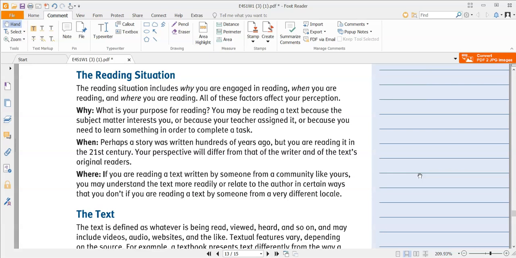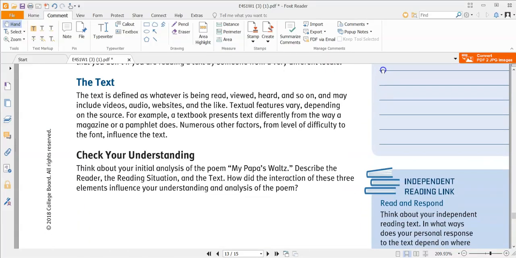And then where? If you are reading a text written by someone from a community like yours, you may understand the text more readily or relate to the author in certain ways that you don't if you are reading a text by someone from a very different locale. So those are things that make up the reading situation. So when you're asked to find the reading situation, think about the why, when, and where.